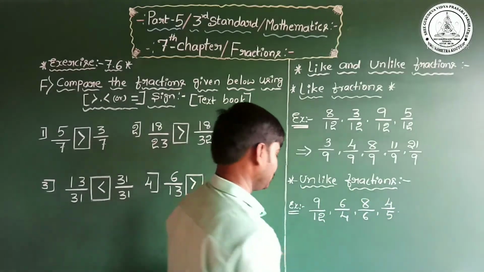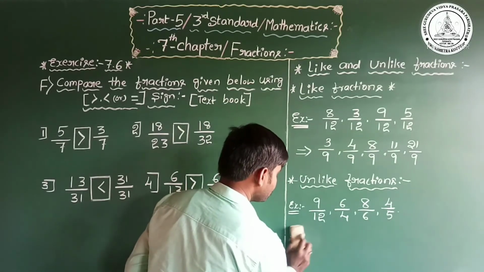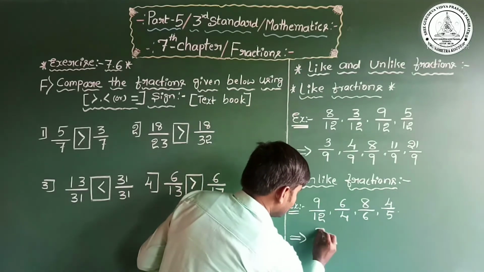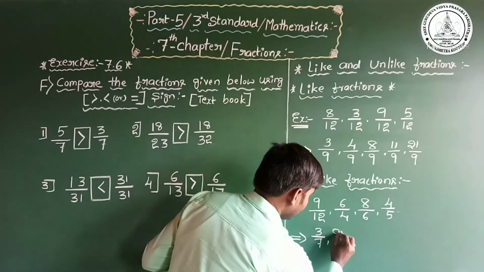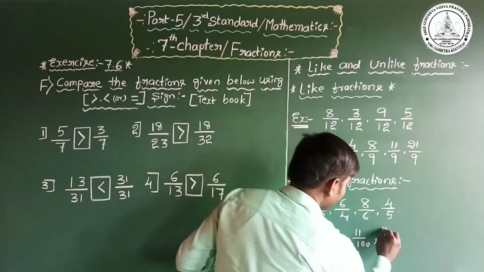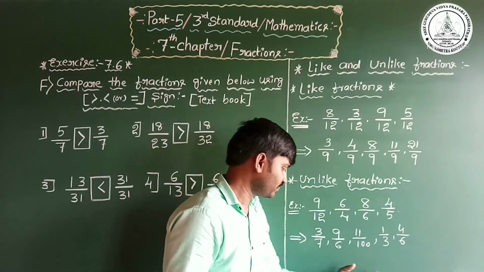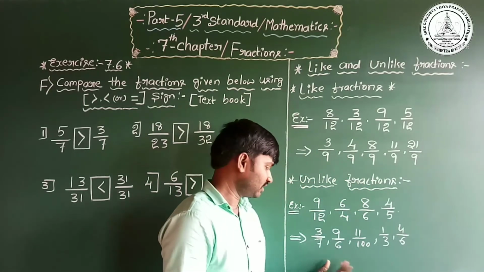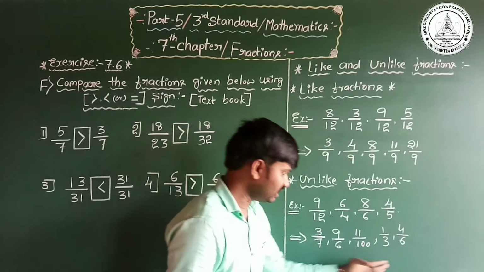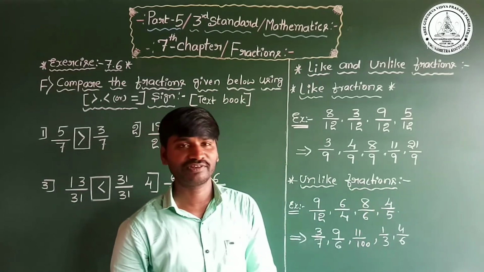Are you clear? Yes. Give one more example: write any fractions with different denominators. Another example: 3 by 7, 9 by 6, 11 by 100, 1 by 3, 4 by 6. Observe the denominators: 7, 6, 100, 3, 6. These are different. So these fractions are called unlike fractions. Dear student, are you clear?